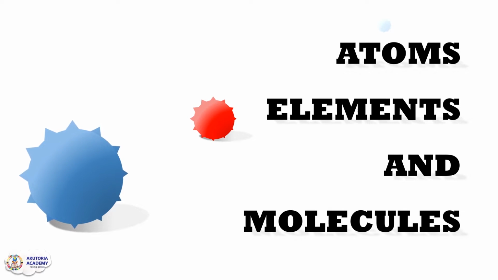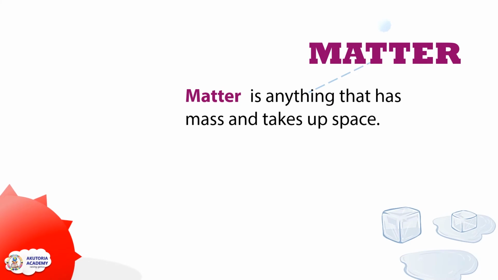Now, before we go into atoms, elements and molecules, we would have to learn about a particular word called matter. What is matter? Matter is anything that has mass and takes up space. Using water for an example, if water is solid, that is ice, it can occupy space and it has mass. That means it's made up of particles, and it can occupy space.